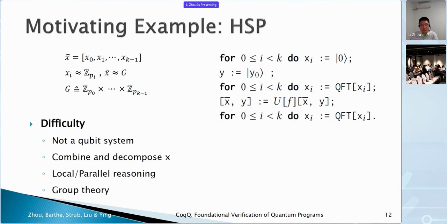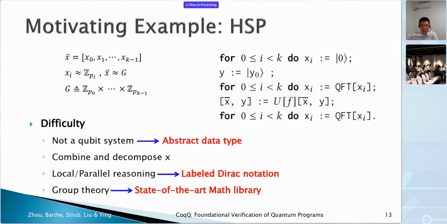Formalizing the correctness proof of this algorithm faces several technical challenges. First, it's not a qubit system. The quantum variable x models the arbitrary finite group G, and its component x_i models the integer modulo p_i. Second, we need the flexibility to combine and decompose quantum variable x and its components x_i. Third, local and parallel reasoning are required to efficiently derive the properties of parallel application of quantum Fourier transformation on each component x_i. Finally, the proof employs several sophisticated lemmas from group theory and representation theory.